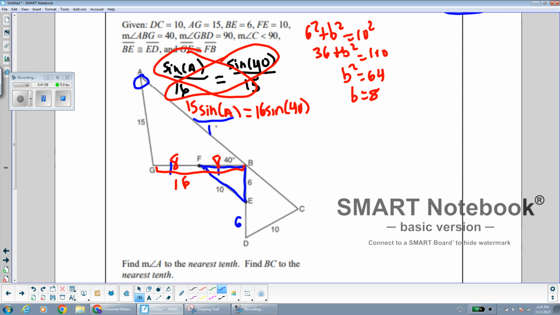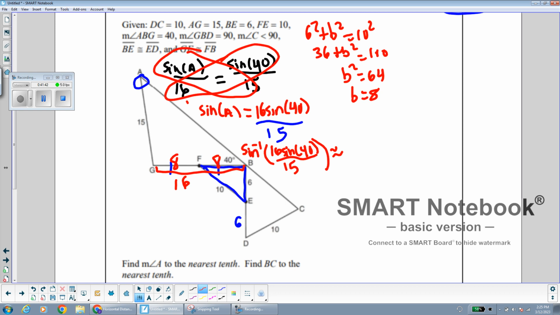If we divide both sides by 15, it cancels out from here. And we have sine of angle A is equal to 16 sine 40 over 15. Remember, to undo the sine function, we take inverse sine. So inverse sine of 16 sine of 40 over 15 will give us the angle. And it does say to the nearest tenth.